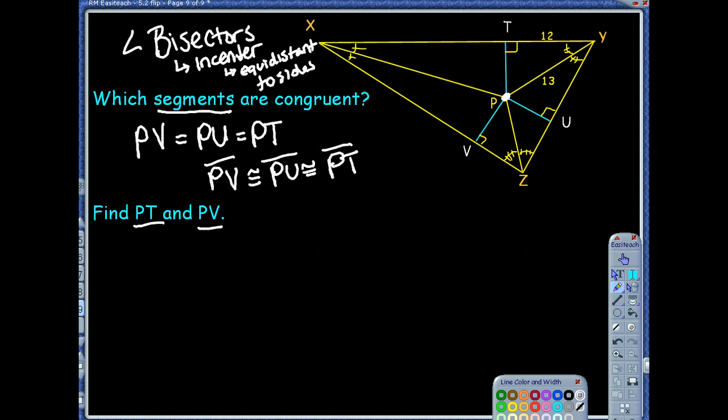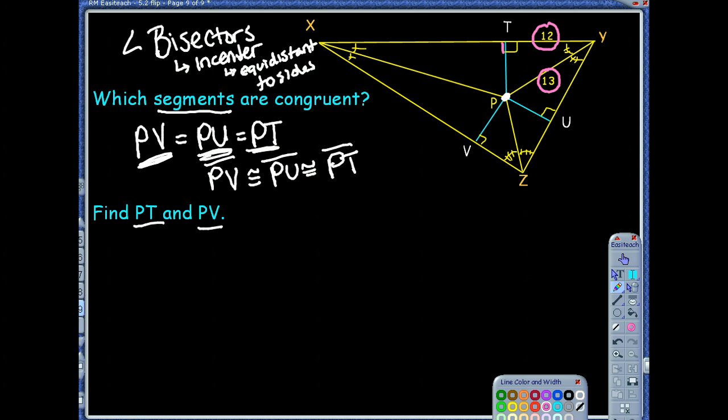All right, now it says find PT and PV. What do you know about PT and PV? Well, they're the same measure. And they also are the same measure as PU. But when I look at the picture, I don't know any of them. But we do have some other pieces of information in that picture that may help us. If they give you something in the picture, more than likely you're going to use it. So I see they gave us TY and segment PY, and I'm thinking, how do those two labeled segments relate to PT and PV?